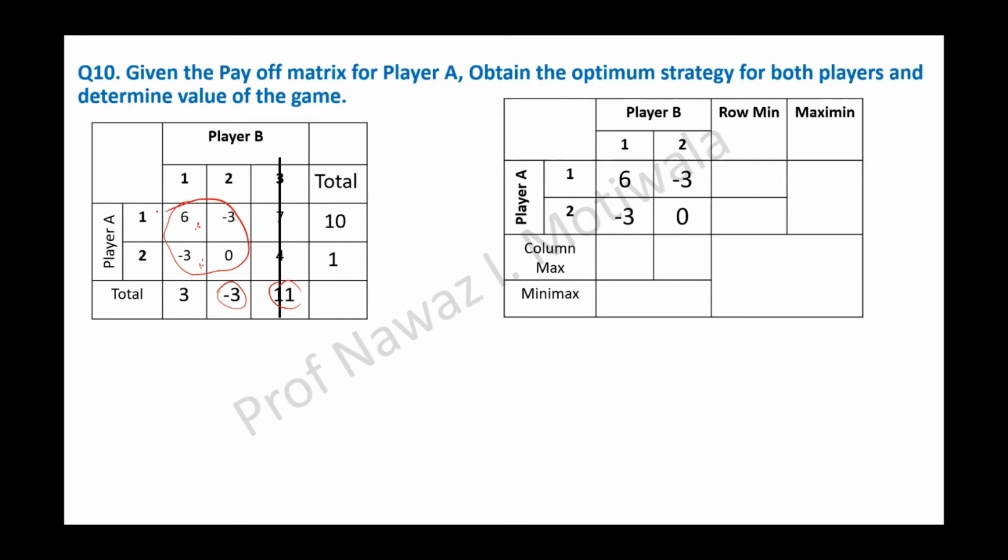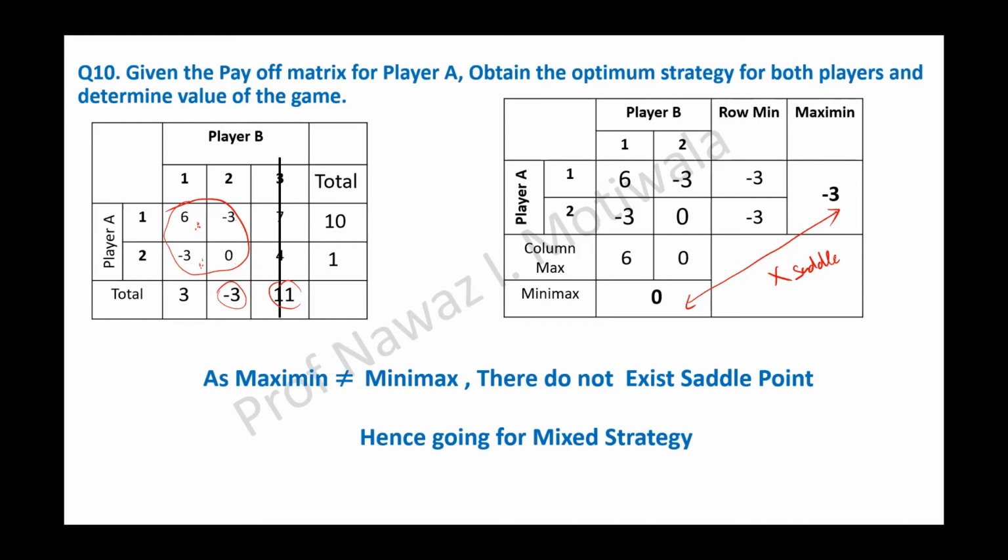Now only question remaining with you is this: 6, -3, -3 and 0. So check for the saddle point. So here it will be -3, -3, -3, 6, 0, 0. So what is the conclusion here? No saddle point. As minimax is not equal to maximin, you will say that there does not exist a saddle point. And because saddle point does not exist, we are going for mixed strategy.